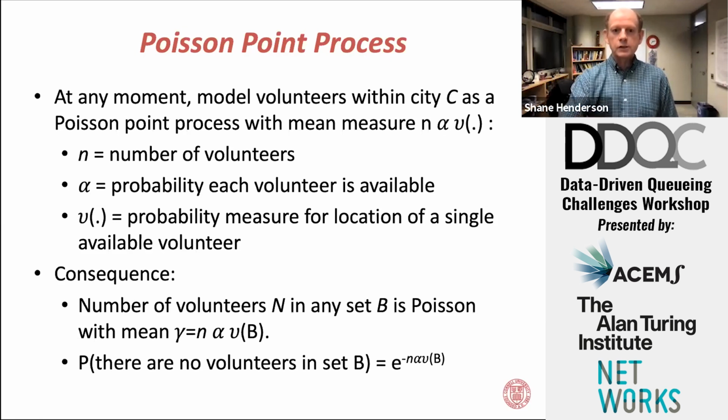So the consequence of this is that when I look at the raw random number of volunteers, capital N, that's in any set B, that's Poisson distributed with a mean that looks like n alpha times nu of B. And this nu, again, is a probability measure. So that's a number between 0 and 1. And then the n alpha you could think of as being the expected number of available volunteers. So that's giving you some reasonable parameter for the Poisson. And then the really nice thing about this, and this again, all very standard, is that the probability that there are no volunteers in that set is the probability that a Poisson random variable equals 0, which is just this exponential that you see here.